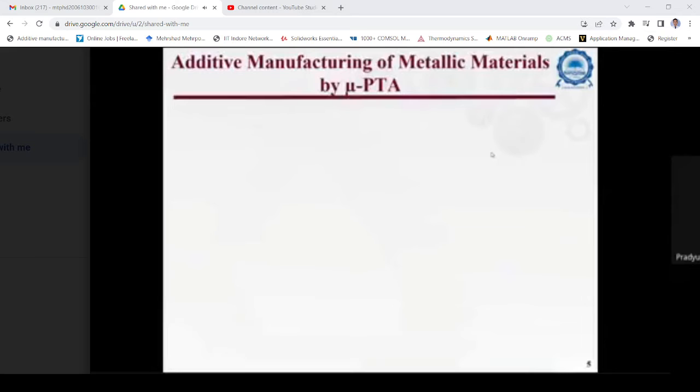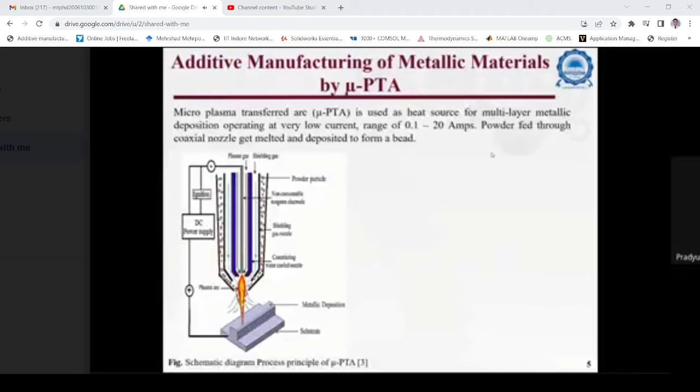Next, additive manufacturing of metallic material by the microplasma transfer arc process. In this process, a pilot arc is generated inside the deposition head, which generates plasma between the deposition head and substrate. Plasma is forced to pass through the constricting nozzle, and the deposition head thus accelerates it towards the substrate, and powder fed through the coaxial nozzle gets melted and deposited to form a bead.